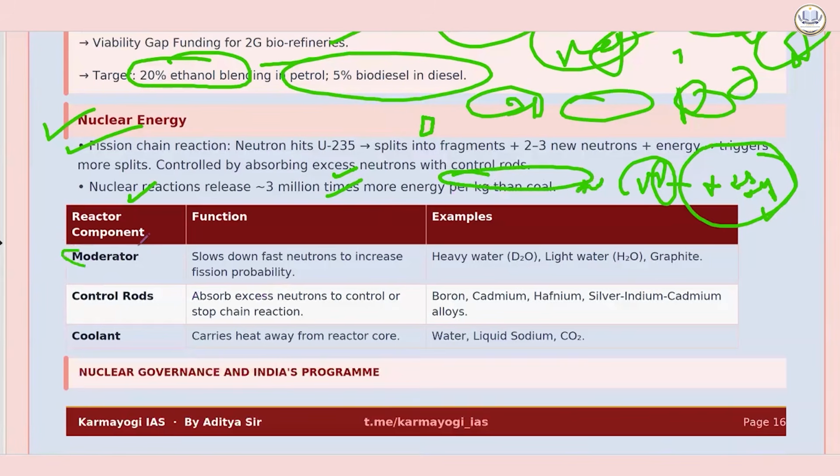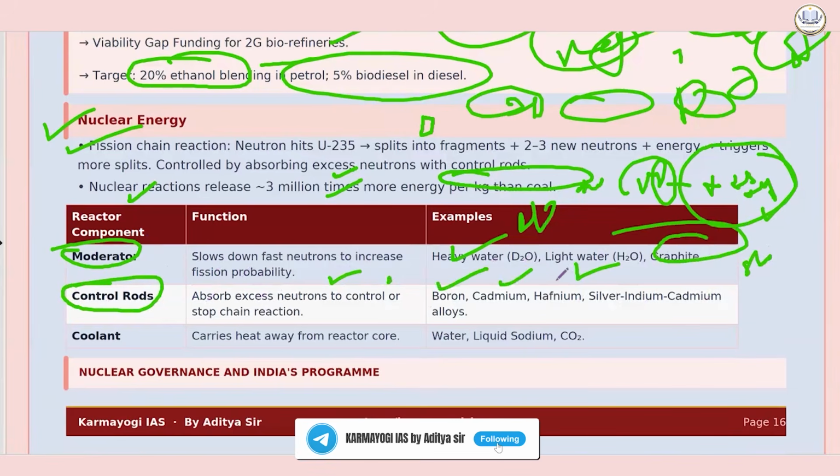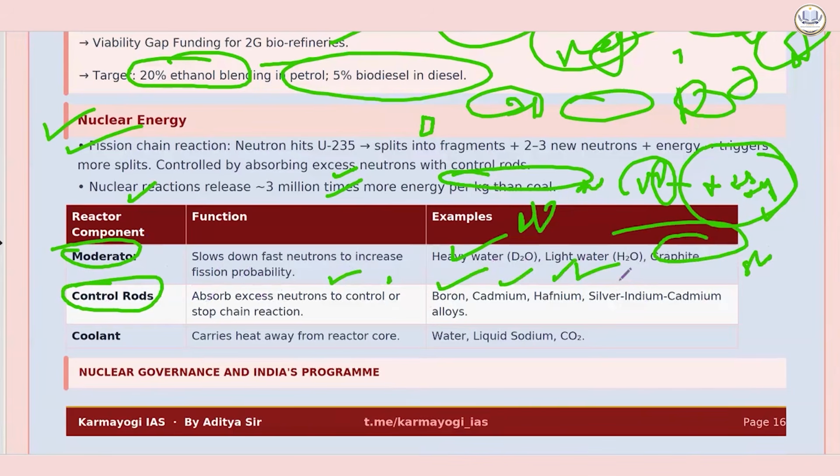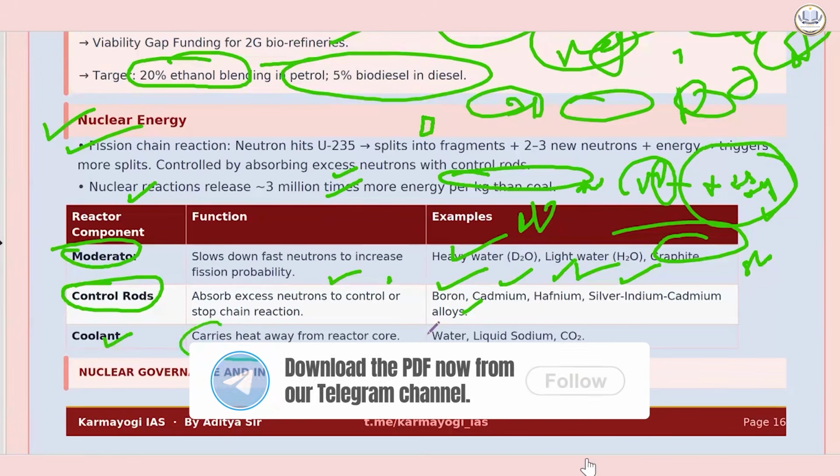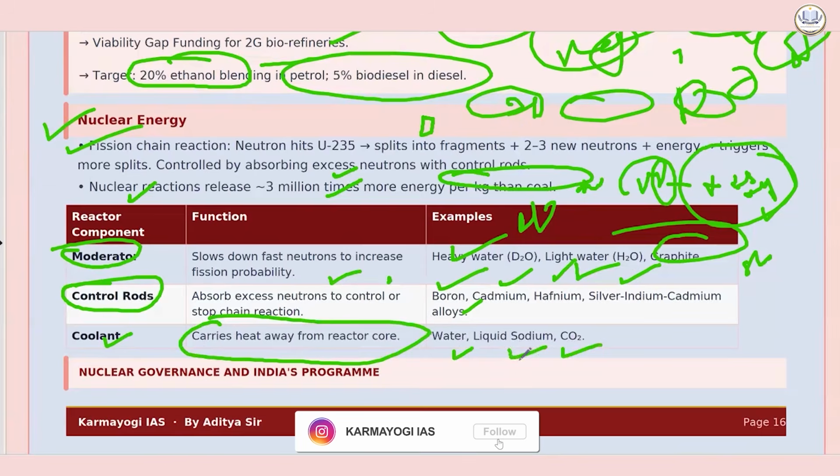The first component is the moderator, which slows down the fast neutrons to increase fission probability. We use heavy water, that is D2O, light water, H2O, and graphite as moderators. Then we have control rods, which absorb excess neutrons to control or stop the chain reaction. And we use here boron, cadmium, hafnium, and silver-indium-cadmium alloys. Coolant carries heat away from the reactor core. Water, liquid sodium, carbon dioxide, etc. are used.